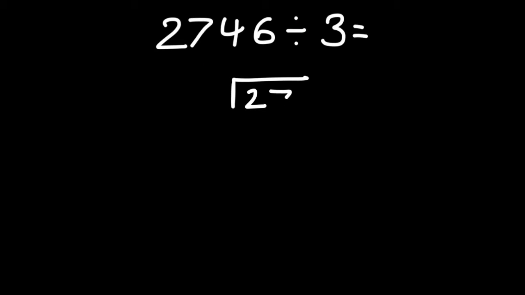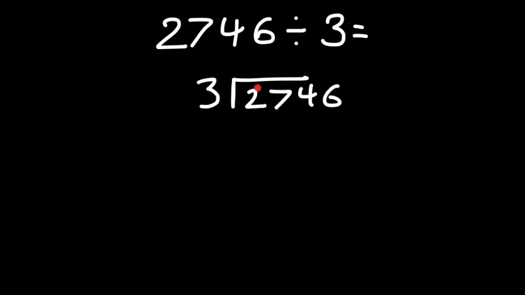So we have 2,746. The number we are dividing by, or the smallest number, goes on the outside. So this is our number 3 bus. For our next step, we now need to divide the first number by 3.